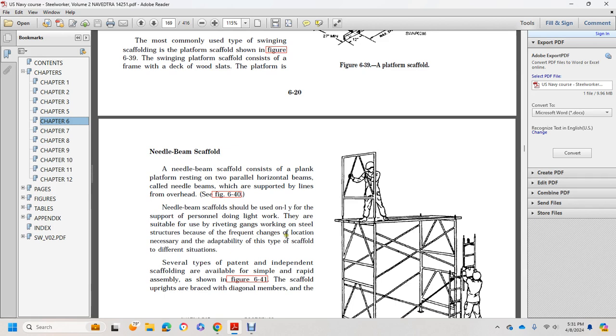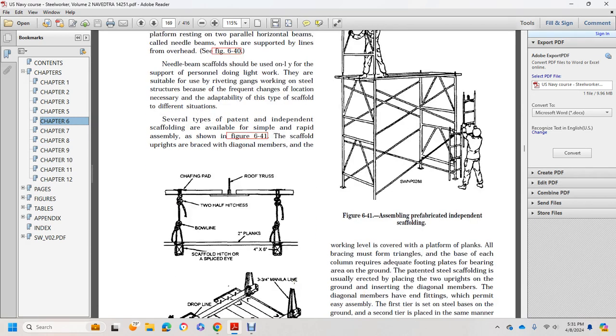Steel scaffolding is adaptable to different situations. There are several types of patterns of independent scaffolding available, with simple and rapid assembly, shown in figure 641. Scaffolding uprights with diagonal members.